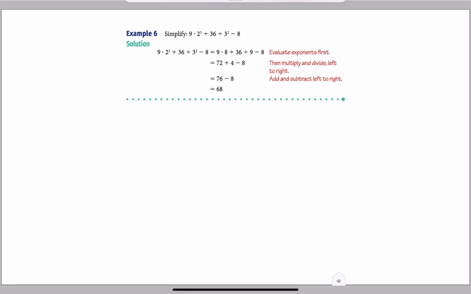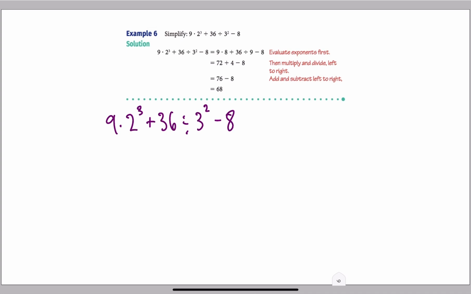All right, let's do one that's a little bit more difficult. 9 times 2 cubed plus 36 divided by 3 squared minus 8. The first thing we want to look for, any parentheses, grouping symbols, brackets. I don't see any, so I'm on to my next step, which is to go in the order of the most powerful operations first. And in this case, exponents are the most powerful operations.